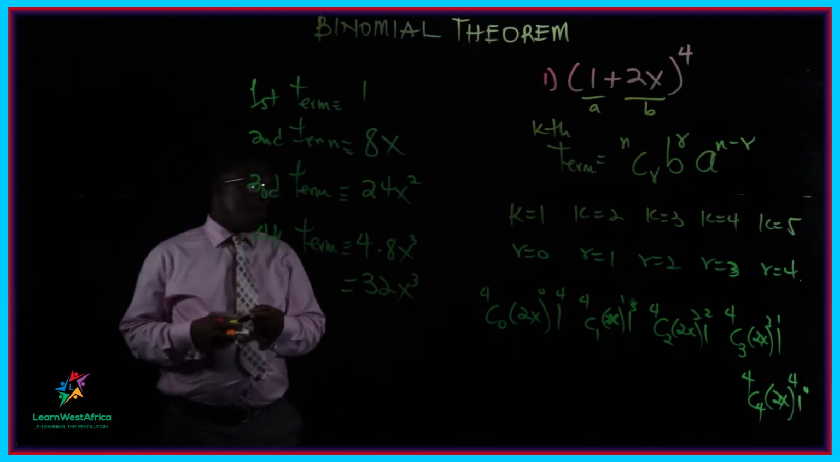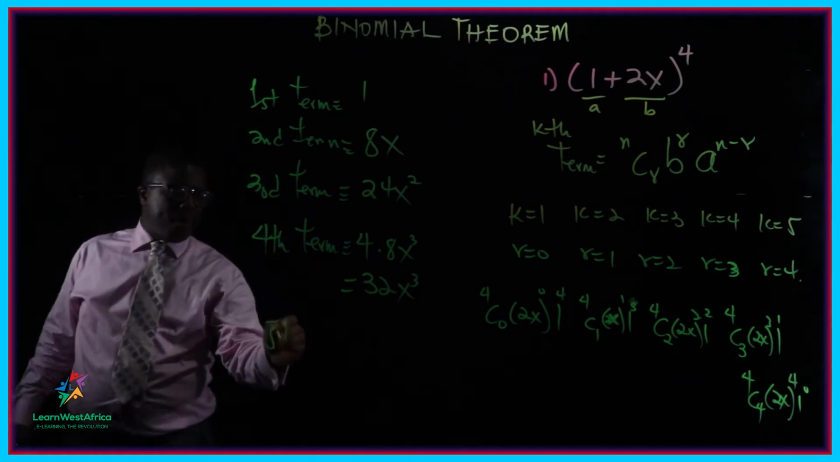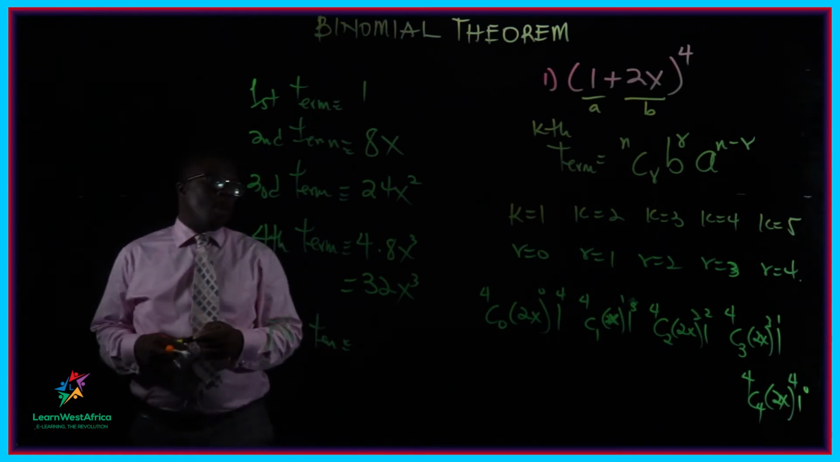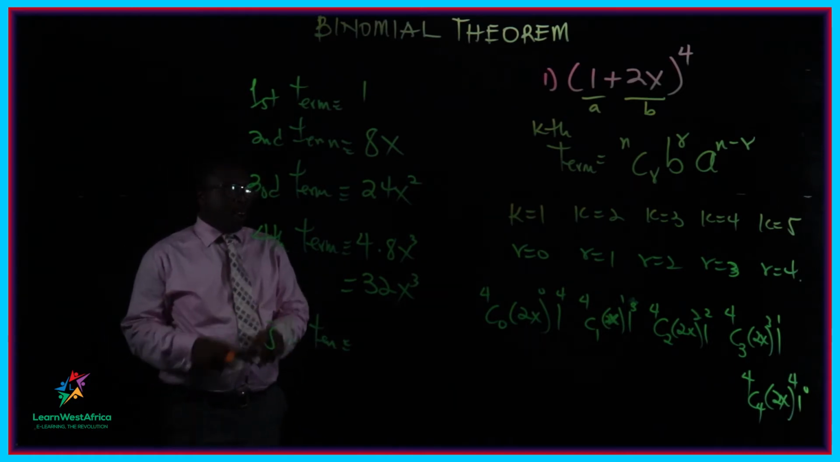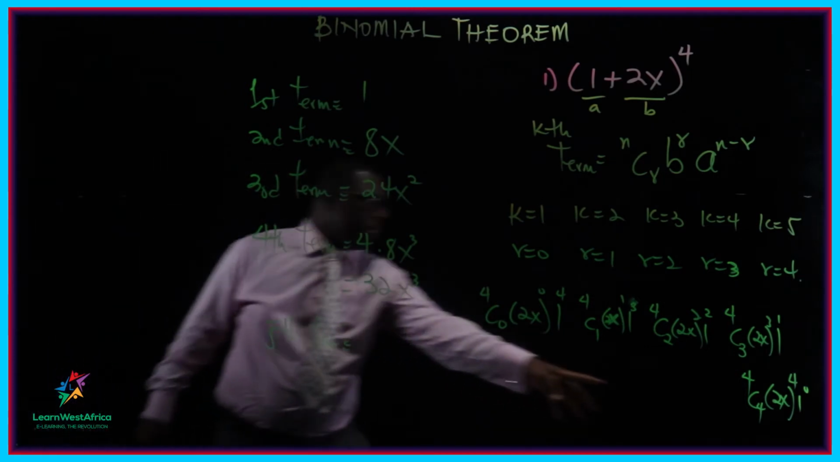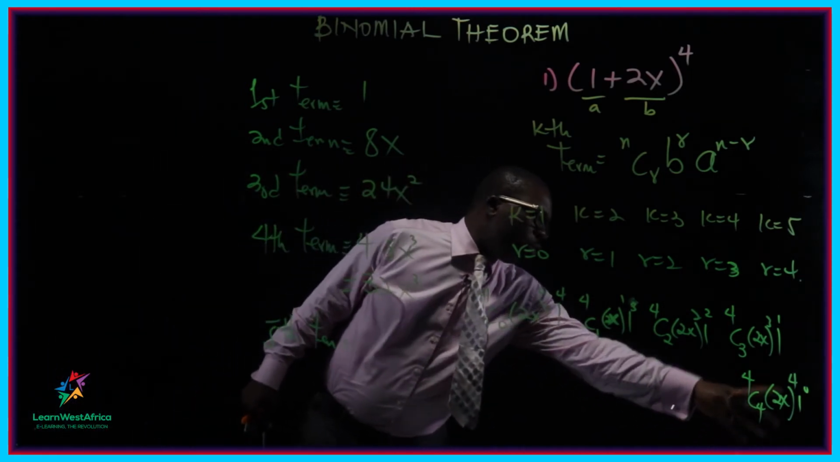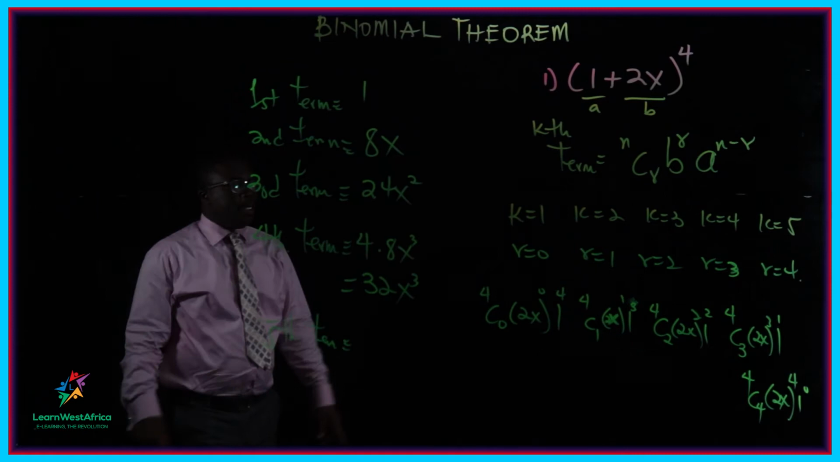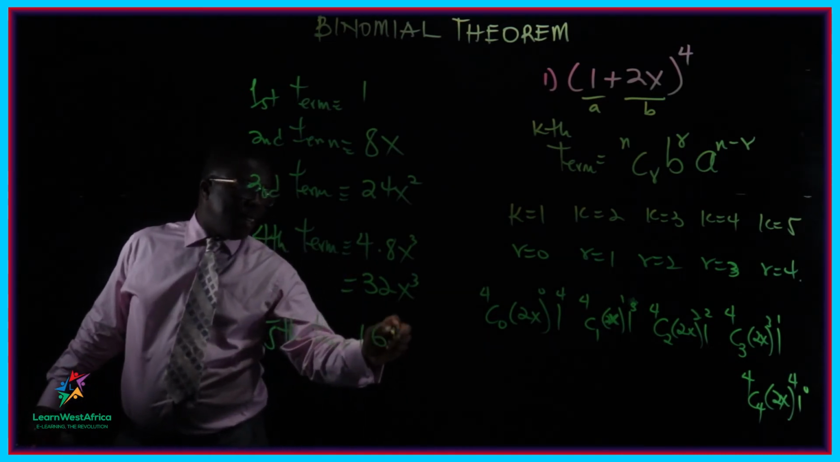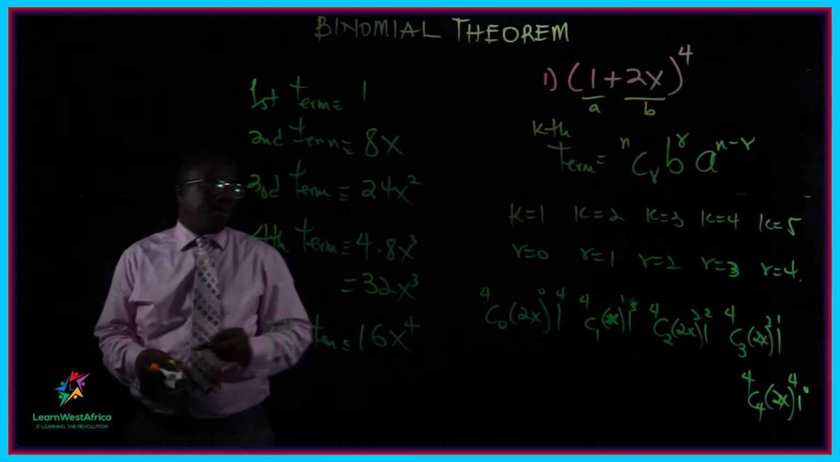All right, then we move on to our last term, which is our fifth term. What happens to the fifth term? So in our fifth term, we're going to have 4 choose 4. As you can see, 4 choose 4, which is 1, 2 to the power 4, is 16. Then x to the power 4. So we are going to have 16x to the power 4.